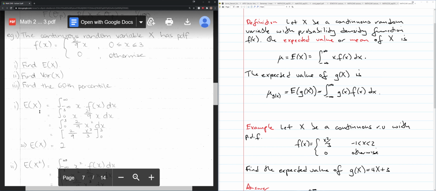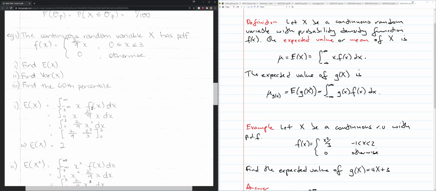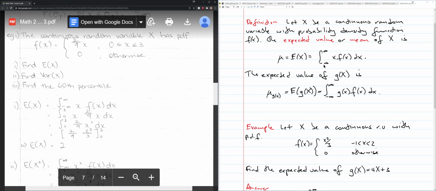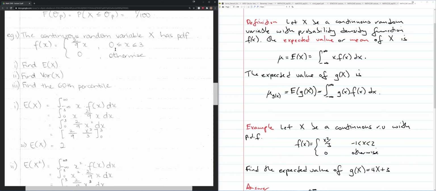So the expected value of this continuous random variable, according to my formula, is x times the PDF of x, and you integrate between minus infinity and infinity. The thing is, this function is only non-zero between 0 and 3, so this would reduce the integral between minus infinity and infinity to an integral between 0 and 3.